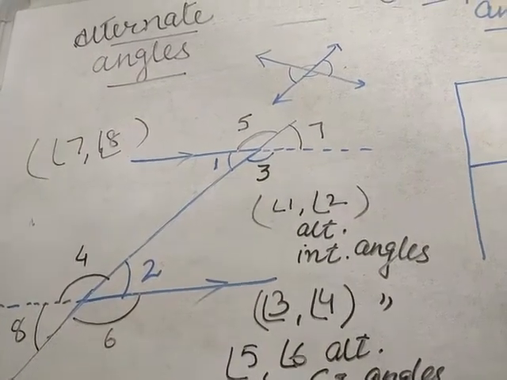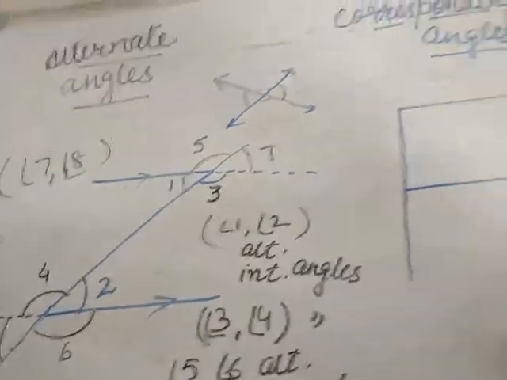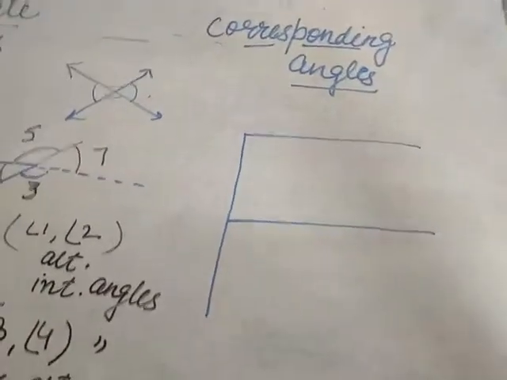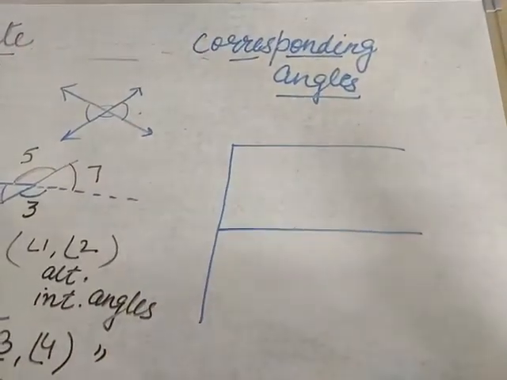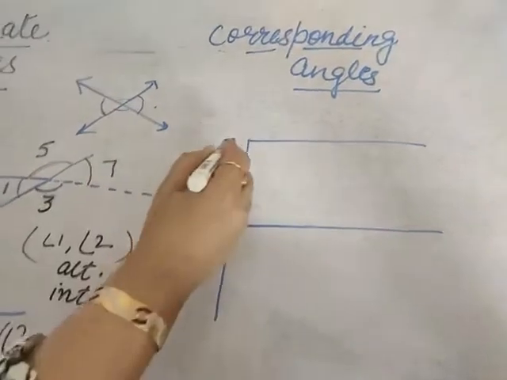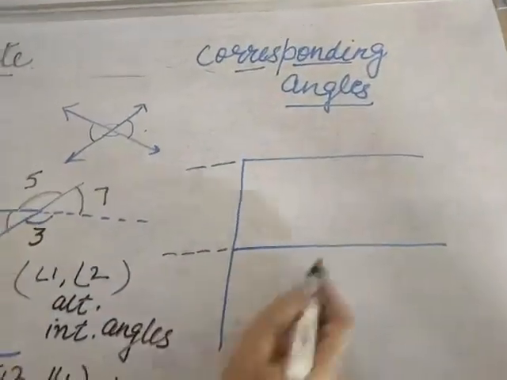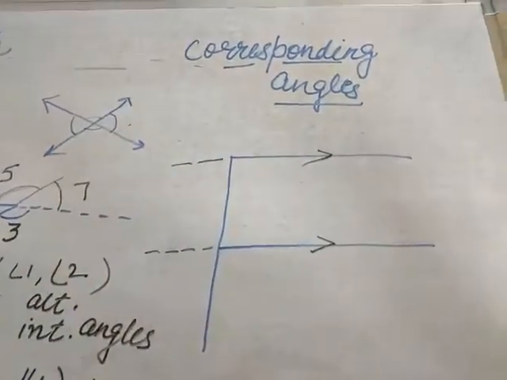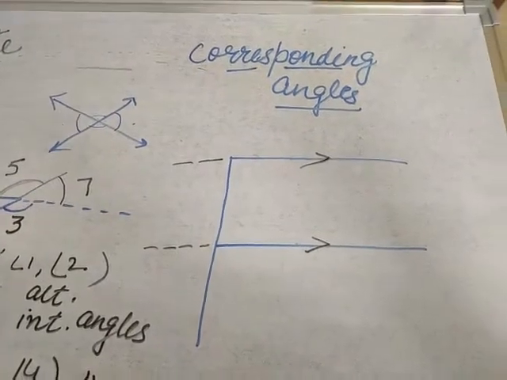Now come to corresponding angles. In corresponding angles, you will get this kind of shape. Of course, these lines would be the parallel lines. These lines are parallel lines. Now we are talking about corresponding angles.